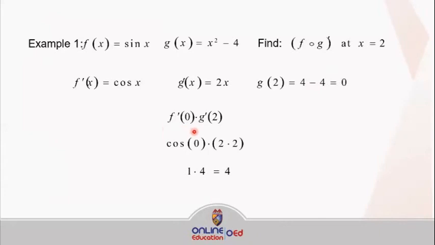Isa-substitute lang natin yung value. Let's say yung cosine natin is 0 lang yung x natin, and also for the g prime natin of 2, so we have yung 4. Therefore, we have yung itong value for the cosine, and itong kabuuan na to is 1 times 4, so equivalent lang din siya sa 4, yung value na yun.